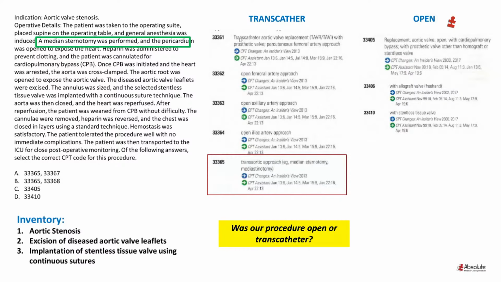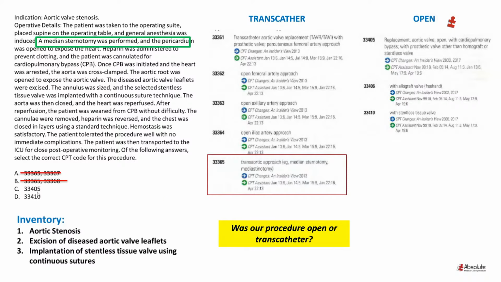33365. This is the code for transcatheter aortic valve replacement with prosthetic valve, trans-aortic approach, median sternotomy. So you might say, hey, this is a little confusing. Just remember, we have to focus on that transcatheter. Yes, sometimes they do open you up through the chest to insert the catheter. Sometimes they do, and often they do. So let's go ahead and get rid of 33365.